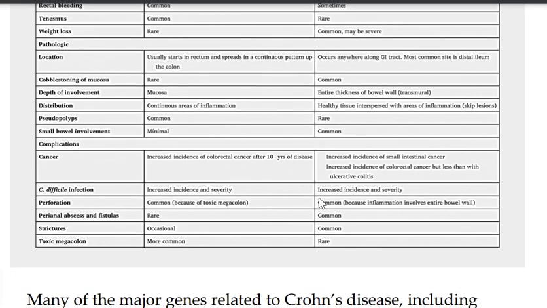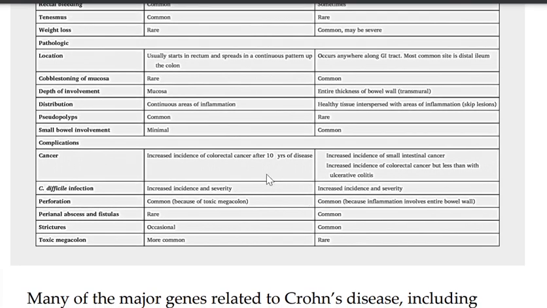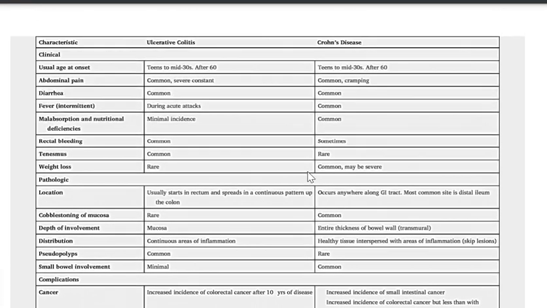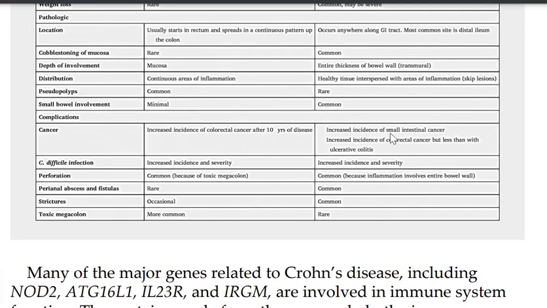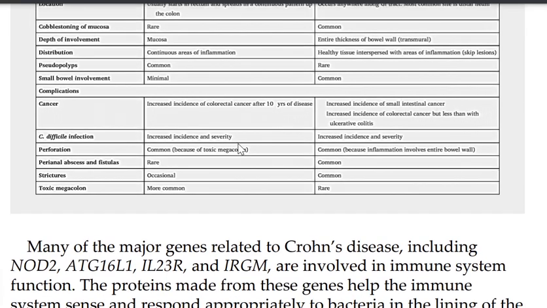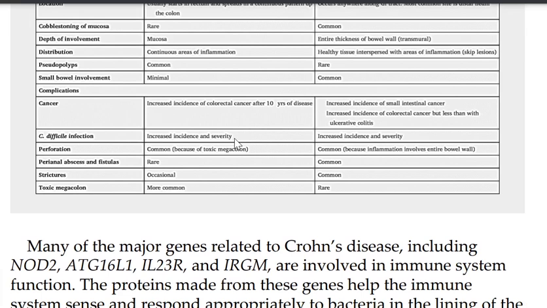Let's look down here. I want to see cancer, okay? Increased incidence of colorectal cancer after 10 years of the disease. That's with ulcerative colitis. There's an increased incidence of small intestinal cancer and colorectal cancer with Crohn's, but less than with ulcerative colitis. So ulcerative colitis has a higher risk of cancer. C. diff: it says increased incidence and severity.